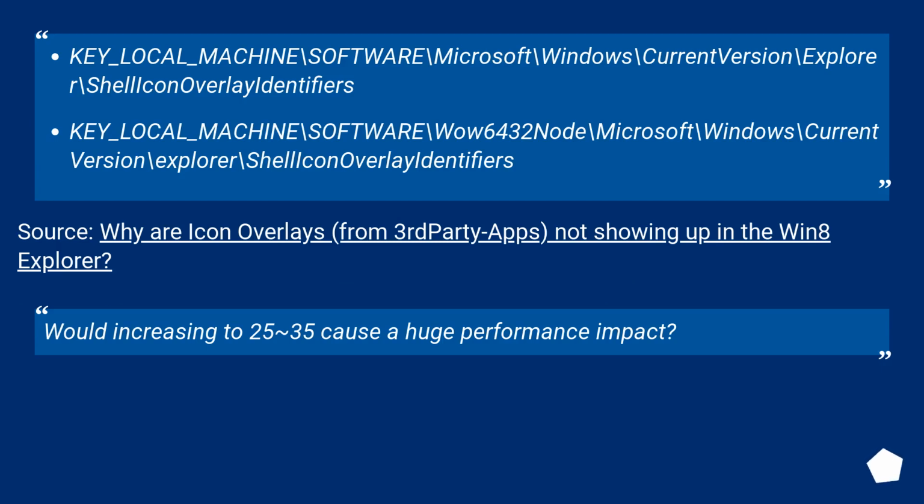HKEY_LOCAL_MACHINE/Software/Microsoft/Windows/CurrentVersion/Explorer/ShellIconOverlayIdentifiers. HKEY_LOCAL_MACHINE/Software/Wow6432Node/Microsoft/Windows/CurrentVersion/Explorer/ShellIconOverlayIdentifiers. Source: Why are icon overlays, from 3 third-party apps, not showing up in the Win8 Explorer?